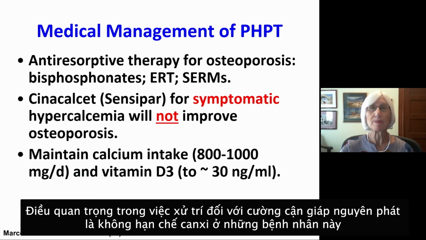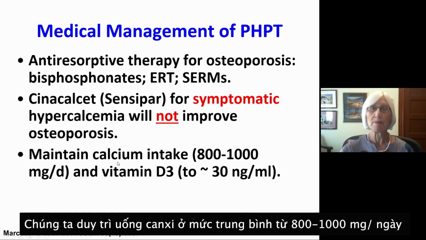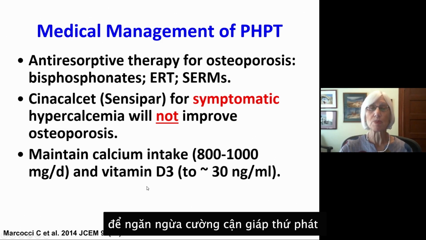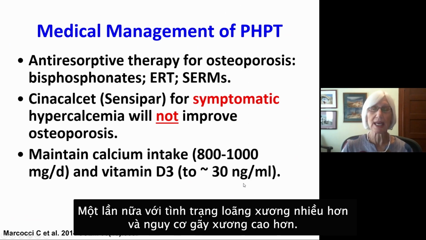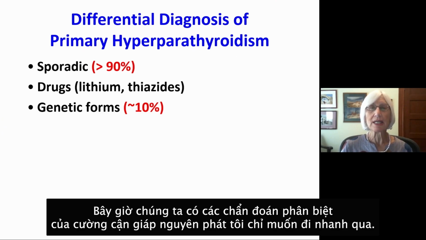Also important in the medical management of primary hyperpara, do not calcium restrict these patients. They will just have a higher PTH and lose more bone. We maintain calcium intake at a moderate level, 800 to 1,000 milligrams of elemental calcium per day, and we keep the vitamin D up to about 30 nanograms per ml to prevent secondary hyperpara, again, with more bone loss and higher risk for fractures.